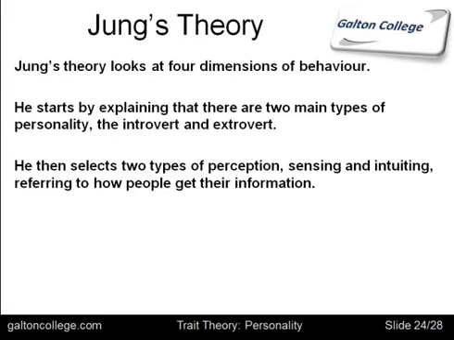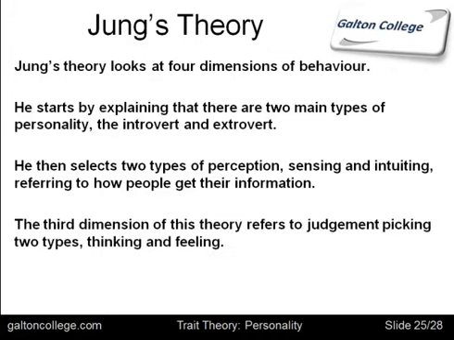But sometimes people say we have a sixth sense. Sixth sense is, I suppose, here what we call intuiting. It's intuitive. Sometimes we know things without actually doing them. We have a feeling for something. So that's what's meant here. We pick up our information in two ways, two types of perception. The third dimension of this theory refers to judgment picking. And there are two types, thinking and feeling. Well, the sensing is what we're picking up from touch, from sight, what we see, what we hear, and so on. And the feeling is what we're trying to make sense of it, how we judge it.